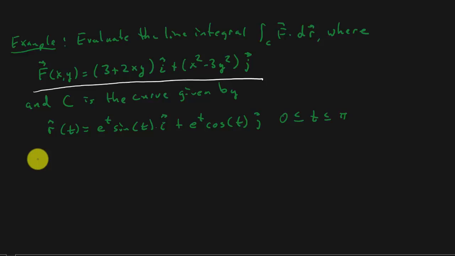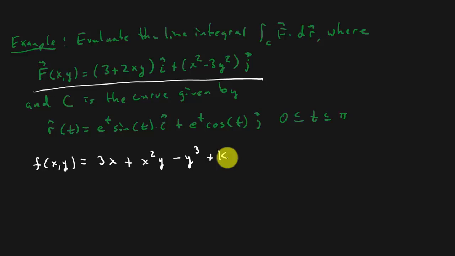All right, so we got our potential function. Now let's see, what's my potential function? Where is it? There it is. It's 3x plus x squared y minus y cubed plus k. All right, so to get to this point, we'd have to do what we did in the previous 2 examples. All right, so to evaluate this line integral over this curve here, where t is between 0 and pi.